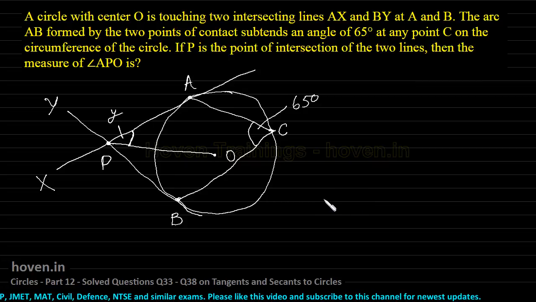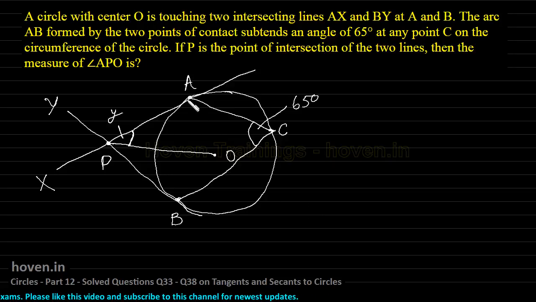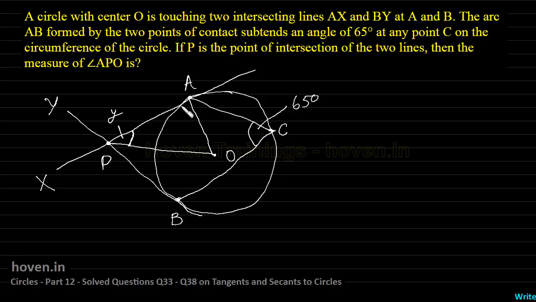This question will require us to use knowledge of so many concepts of circles. We will start by joining A to O. When we join A to O, this will be the radius perpendicular to the tangent at the point of contact A. So this angle will be 90 degrees. This is one fact that we have.